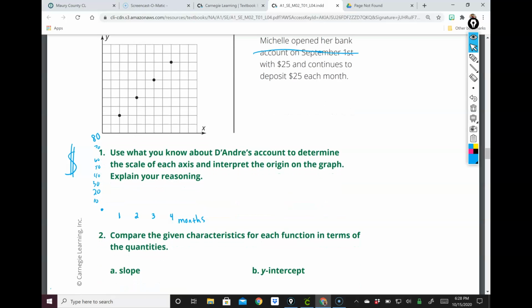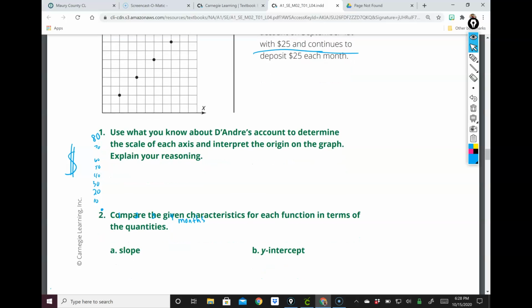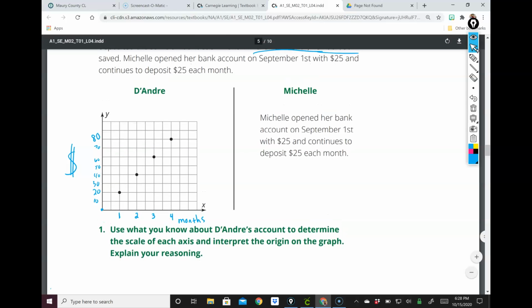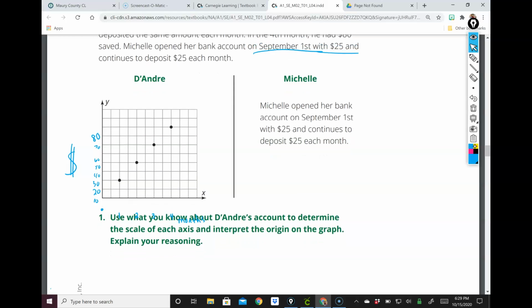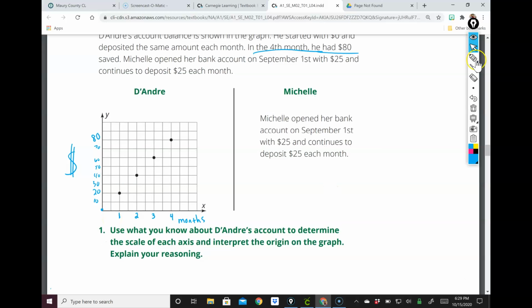Number 2, compare the given characteristics for each function in terms of the quantities. Okay, so we need to talk about the slope and the y-intercept. All right, I'm going to keep DeAndre in blue. So my slope is I'm going up 10 over 1. I'm sorry, up 20 over 1.